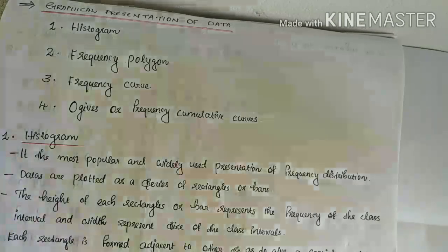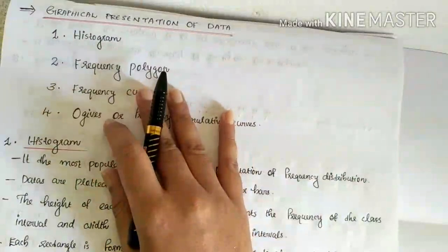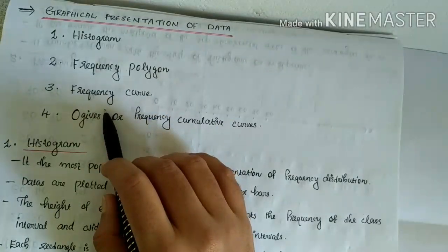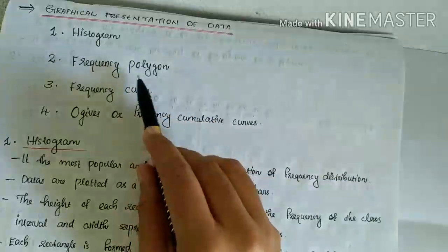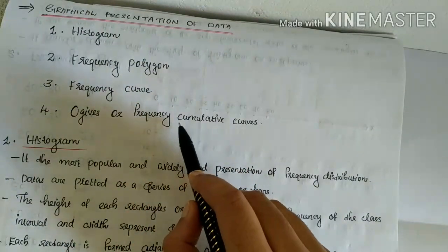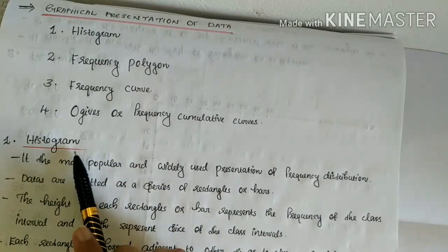Hi students. Next we are moving on to another topic in the presentation of data, that is graphical presentation of data. There are four types of graphical presentation of data: histogram, frequency polygon, frequency curve, ogives or cumulative frequency curves. The first one is histogram.